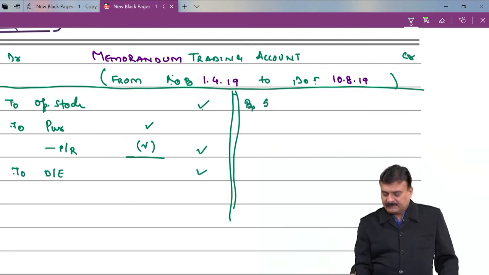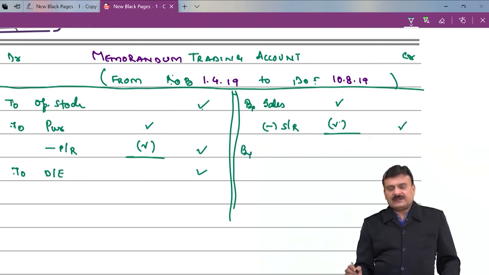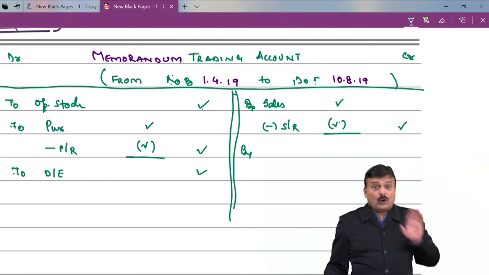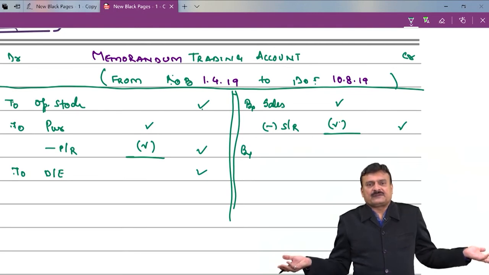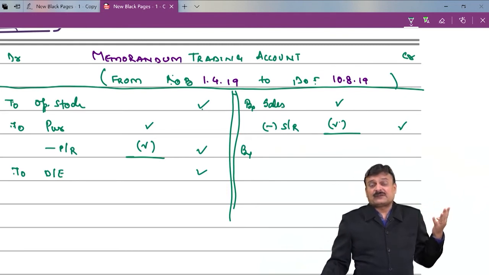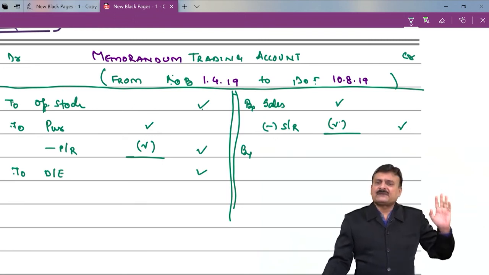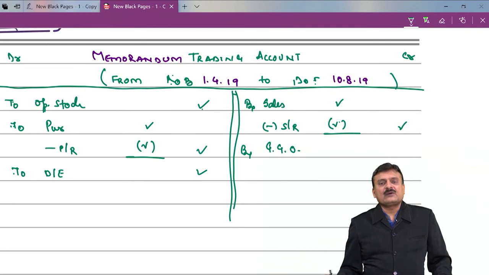Credit side, sales minus sales return will give you net sales. All other items on the credit side will be all goods going out of the business other than sales. What do you mean by goods going out of business other than sales? Goods withdrawn, goods distributed as free samples, goods given as charity, goods sent on consignment, goods sent on sale or return, goods stolen away, anything. Goods going out of the business other than by way of sales. The short form I'll use is GGO, goods going out, will come here.